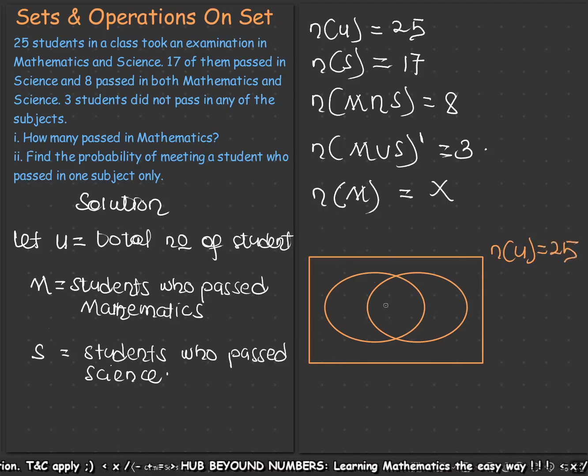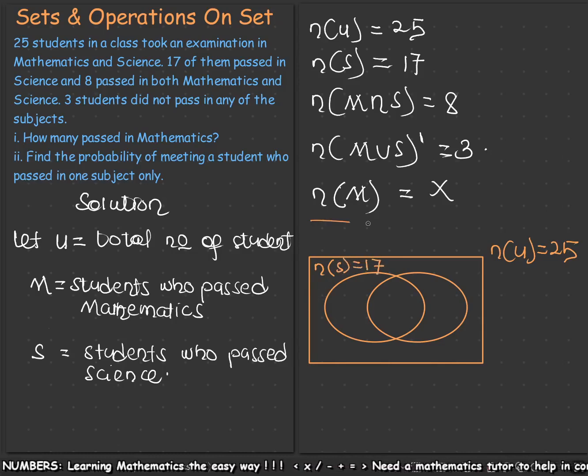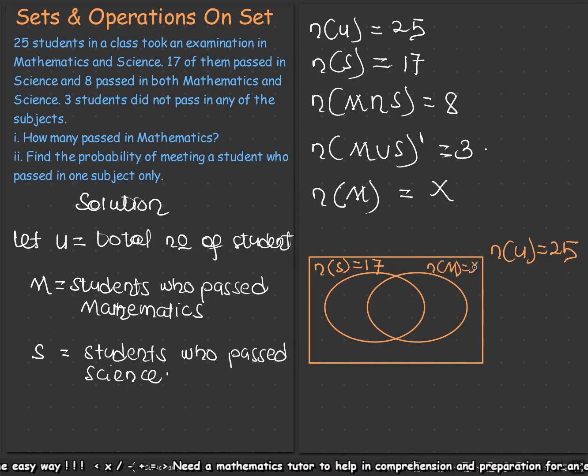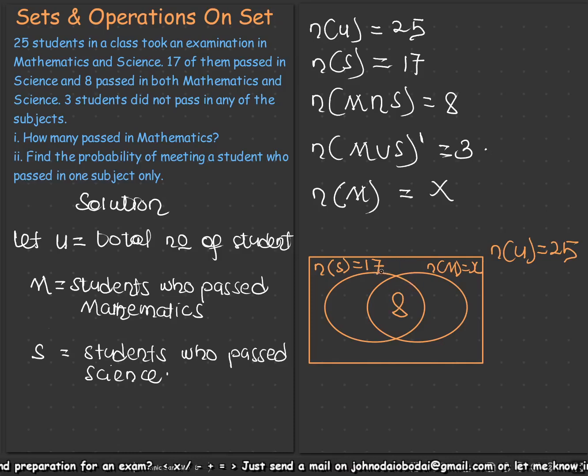If we let this circle here be our science, the number of students who passed in science is 17. And we have said that the number of students who passed in maths is going to be X, so we put that over here as well. We have our X, and we have our intersection to be 8, so you put your 8 here. We know the intersection is the set that belongs to both S and M, and it's represented by this region over here. I have more tutorials on that, and you can look at the playlist for explanation and insight.